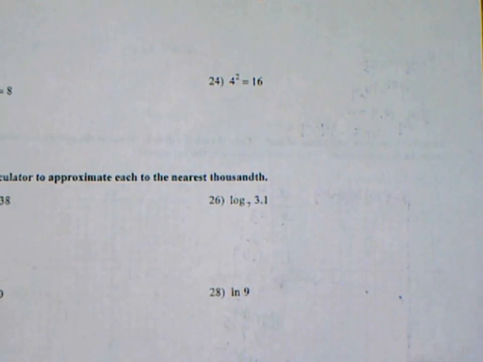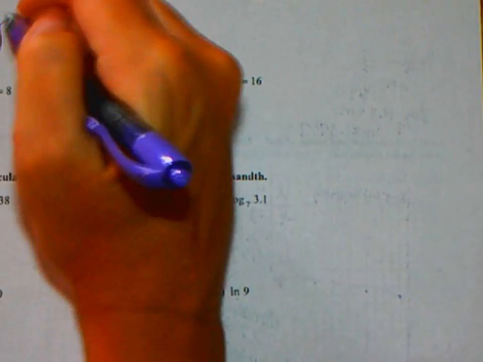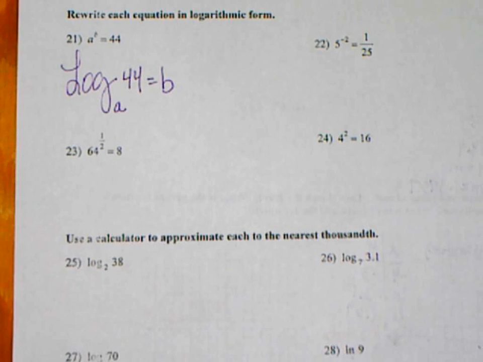On the backside, 21 through 24 says rewrite each equation in logarithmic form. You're not solving for anything. You're just changing the form. It's currently in exponential form. We're going to put it in logarithmic form. So that'd be log base what? Of what equals what. That's it. Oh, you can't see it. Log base A of 44 equals B.